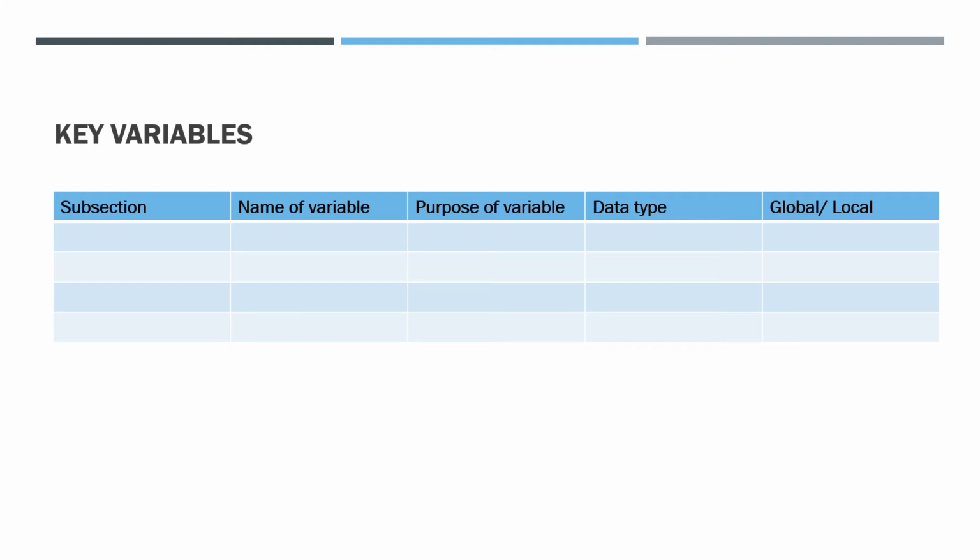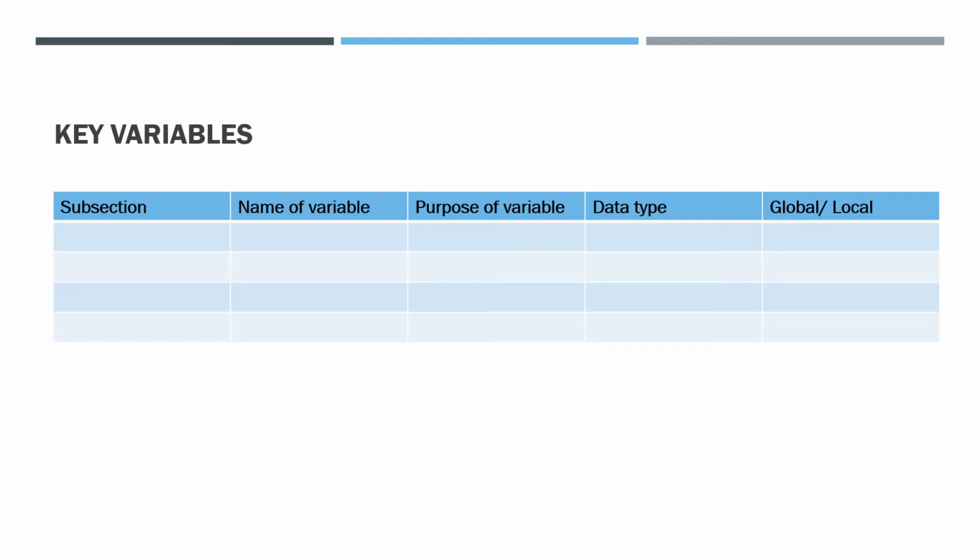And now we're on to the final section. You need to list all the key variables used in your program. By key variable, I mean the variables that store and transmit values. Don't worry about things like the counter variable of a loop or small temporary variables that you're using to make your algorithms work.